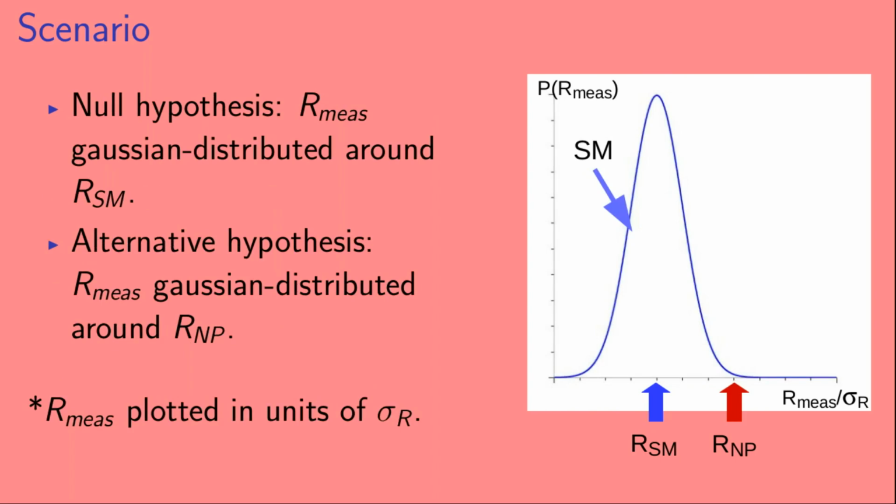Okay, so under the null hypothesis, R measured will be Gaussian distributed around RSM. And under the alternative hypothesis, R measured will be Gaussian distributed around RNP. And here note that on the x-axis we've plotted R measured in units of sigma R.